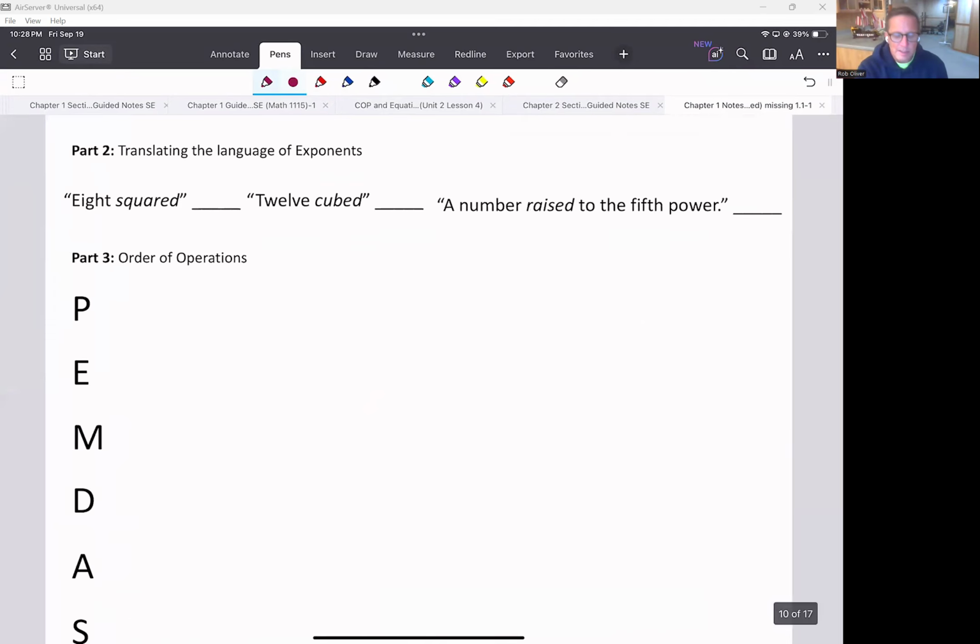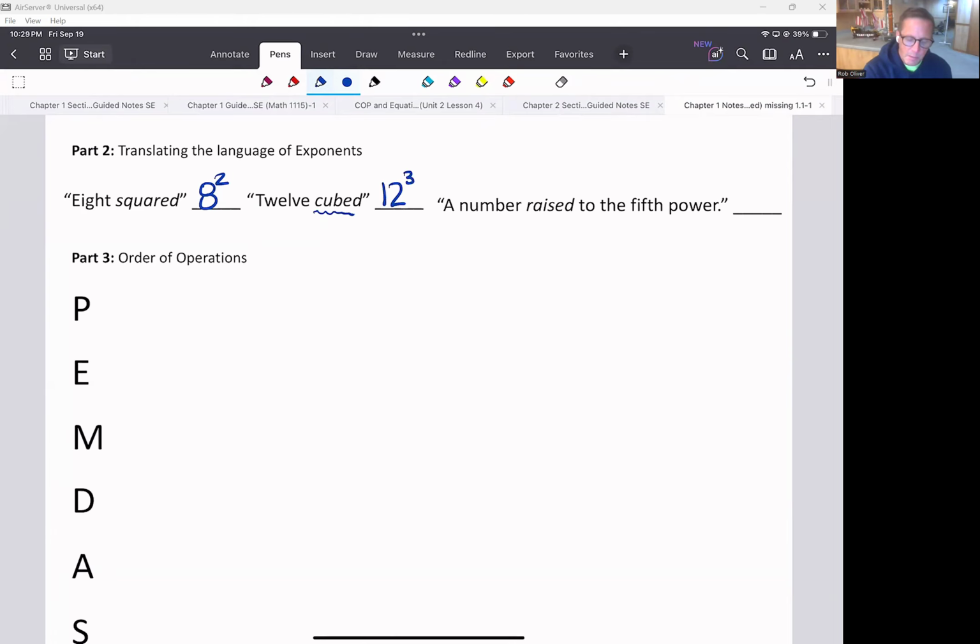Okay, translating the language. This is kind of easy. Just a little reminder here: sometimes it's not always said as to the second power. Sometimes it's recited as squared. So 8 squared just means 8 to the power of 2. Another thing you might hear a lot with exponents is cubed. That's a very specific kind of exponent. That is to the third power. So that's 12 to the third power.